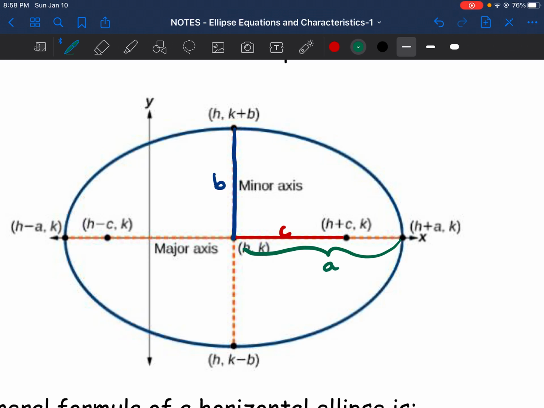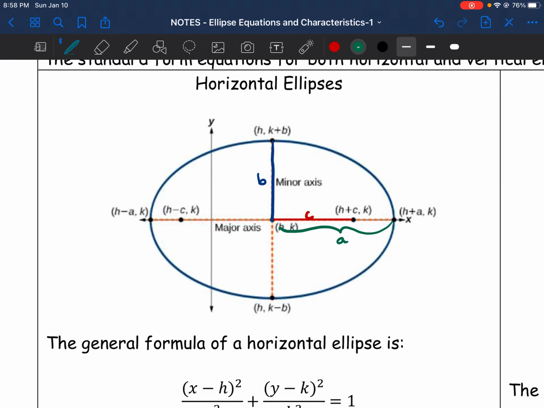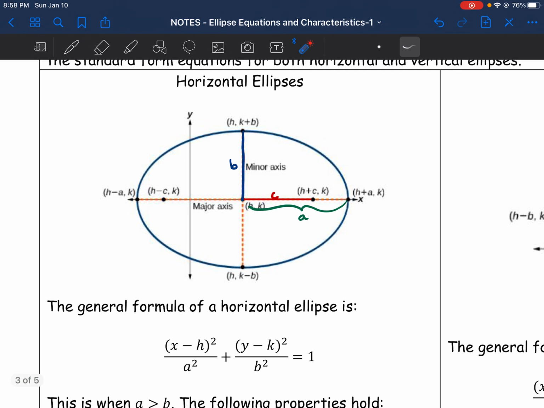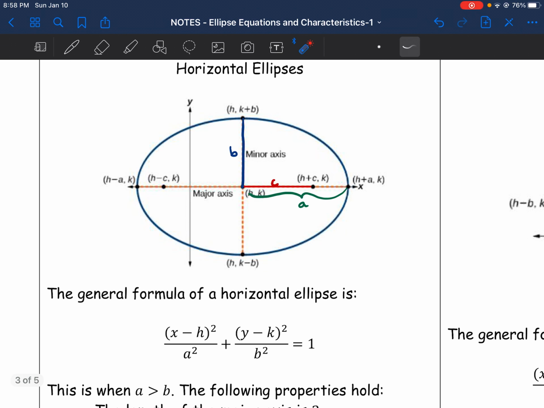Call that chunk A. Okay? So here's the general formula of a horizontal ellipse. We have x minus h squared over a squared plus y minus k squared over b squared equals 1. And again, (h, k) is going to be the center of the ellipse, just like (h, k) was the center of our circle. A, again, is the distance from the center all the way to a vertex. B is the distance from the center to a co-vertex. And C is the distance from the center to a focus.